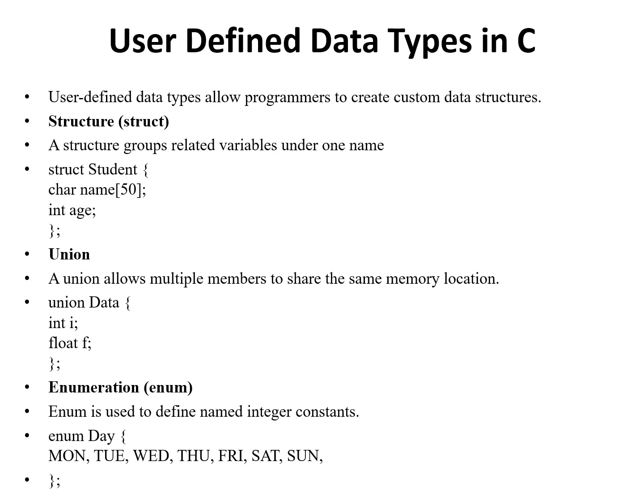And then user defined data types: structure, union, enumeration. A structure is a group of related variables of different data types under one name. It is declared with struct. Struct is a keyword, and student is the name. Inside curly braces, char is a data type, name is a variable name with size 50, int is a data type and age is a variable. Close the curly braces and end with a semicolon. This is how structure variables are declared, following this syntax.